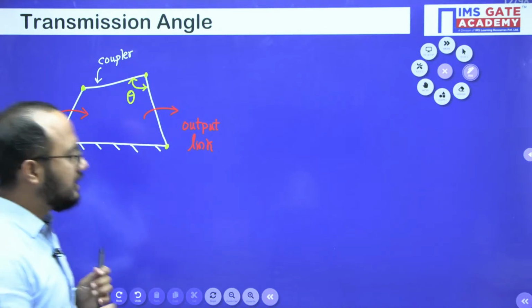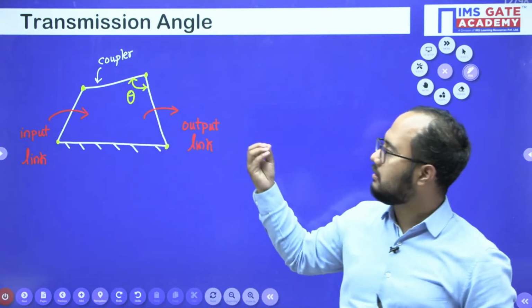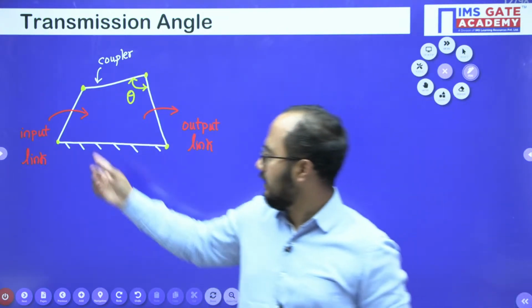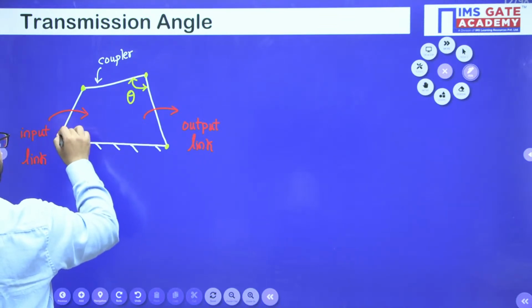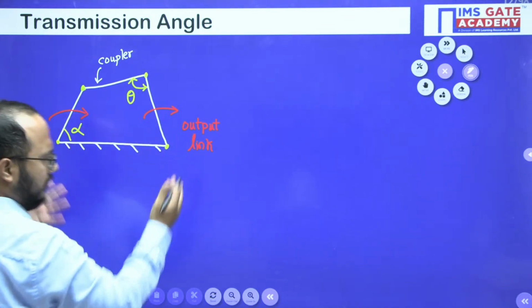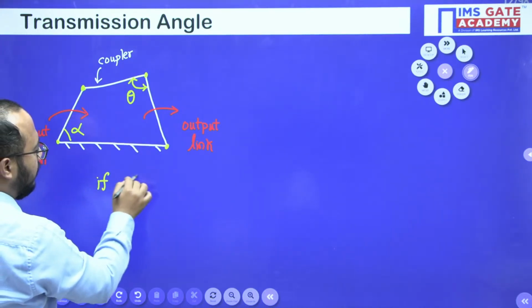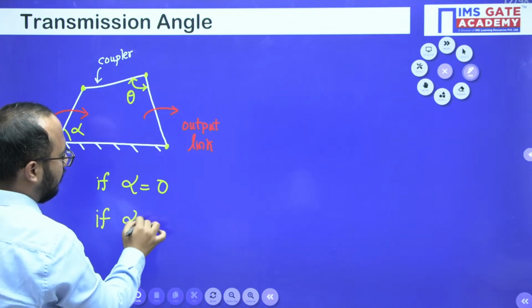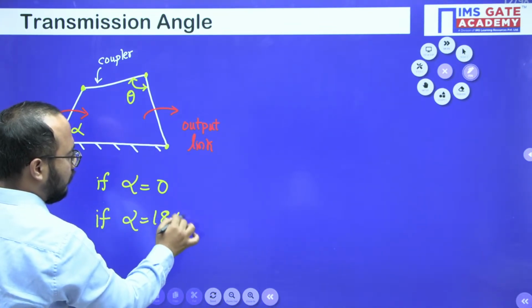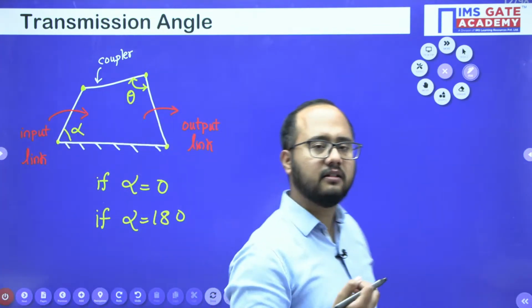Now they will ask a question like, what is the transmission angle? Let's suppose this input link is having an angle, let's suppose alpha. For example, what is my transmission angle if alpha is 0? What is my transmission angle if alpha is 180 degrees? Such kinds of possibilities they will create and they will ask the transmission angle.